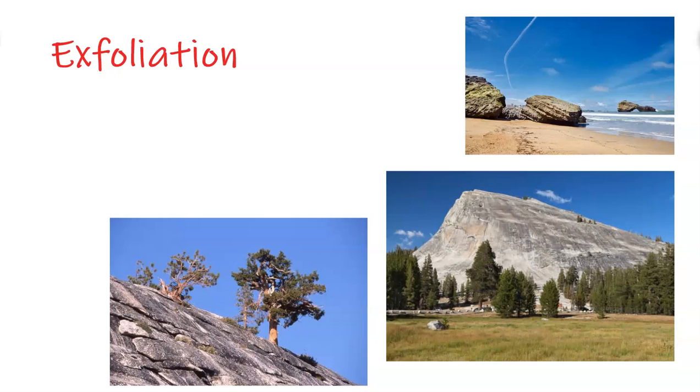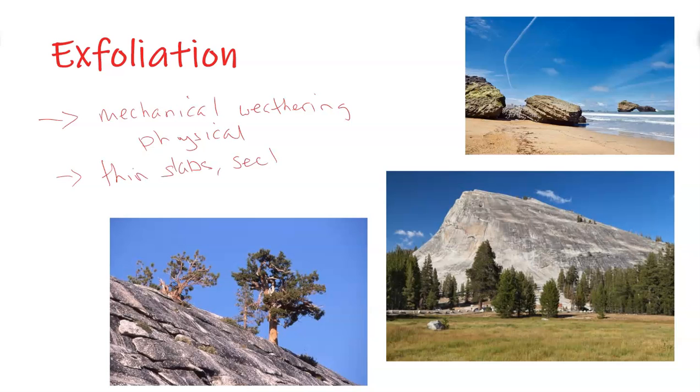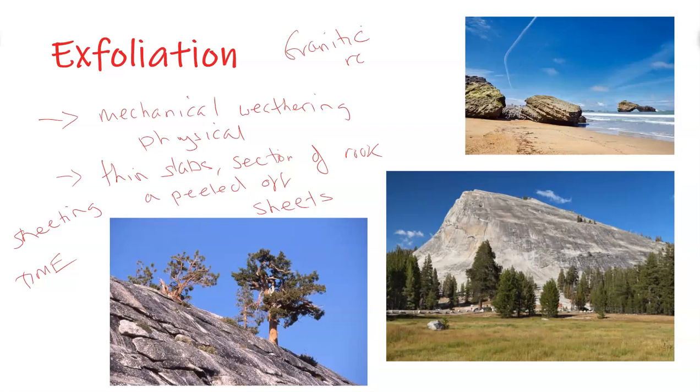This video is on exfoliation. Now, exfoliation is a type of mechanical weathering. You may see this also called physical weathering, and it is a type whereby thin slabs or sections of rock are peeled off, either in what's called sheets or what's called sheeting, and this happens over a period of time in usually granitic rocks exposed to the elements.